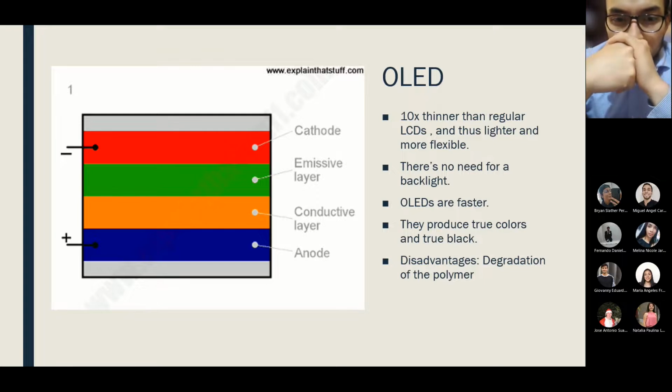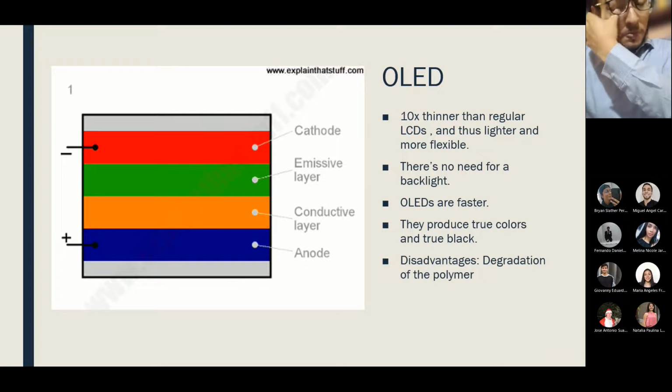Also, OLEDs are faster. This electron movement from the anode to the cathode is way faster than with LEDs, and in comparison also to LCDs. As I was saying, they generate true blacks and true colors. And some of the disadvantages are that, since they're polymers, they can sometimes degrade in certain situations, like too hot environments, or when they are surrounded by water.